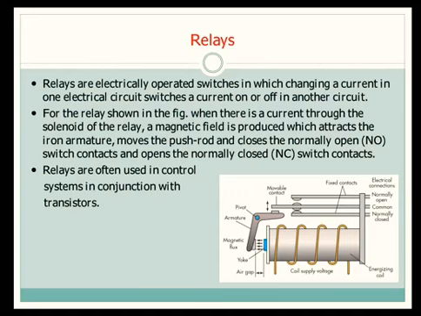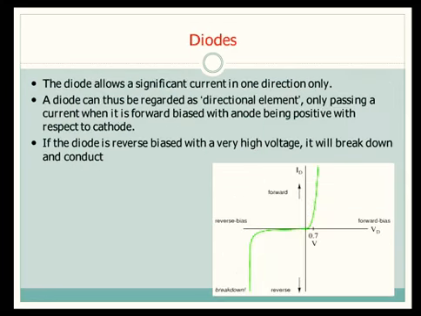Relays are often used in control systems in conjunction with transistors. Next is diodes. Diodes are devices which conduct electric current in only one direction, that is during forward bias condition. It will not conduct any electric current during reverse bias condition and it acts like an open circuit.